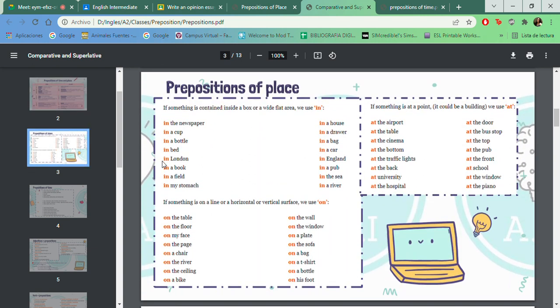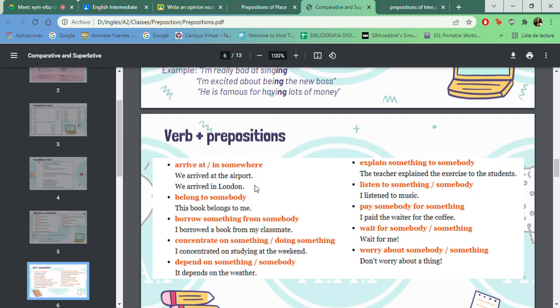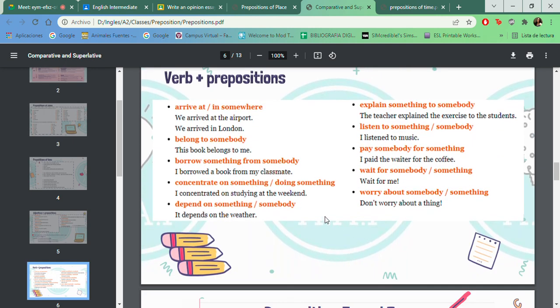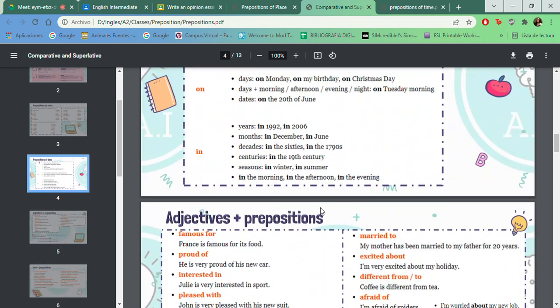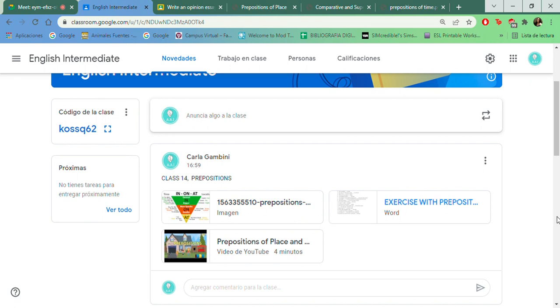Then next class we can practice adjectives and prepositions. Remember, after prepositions we use the verb in ing if it's a verb, not a noun. Good. Excellent. Great. Now we can watch some videos, okay?